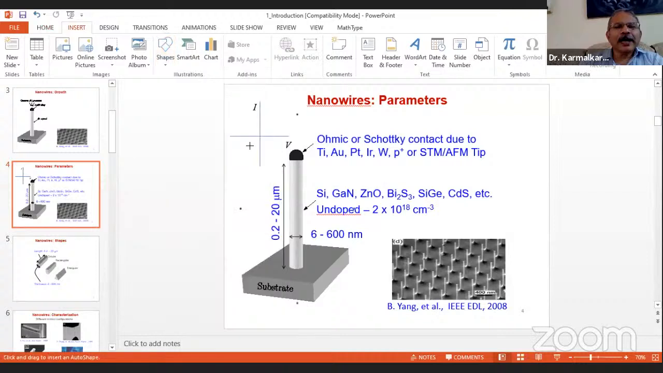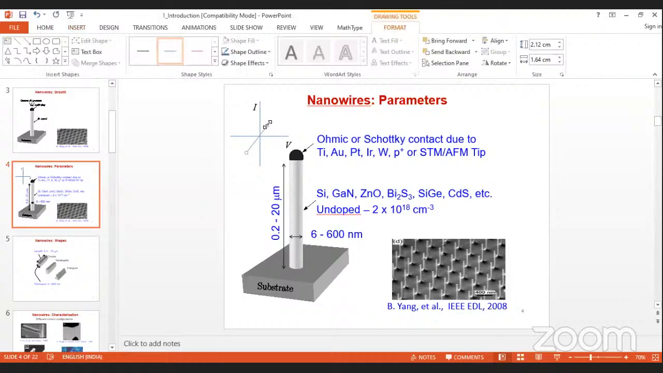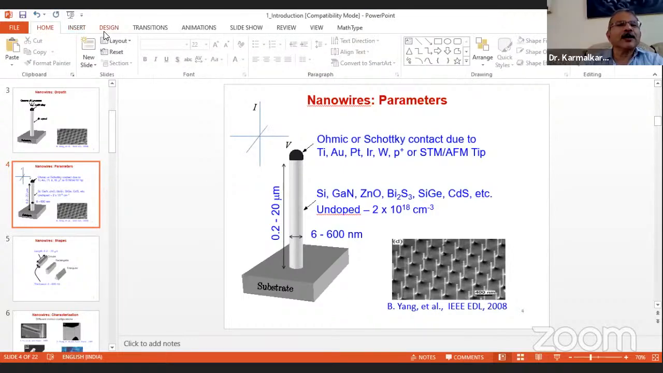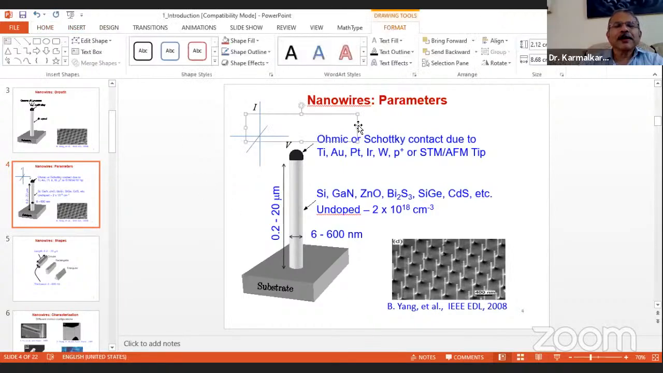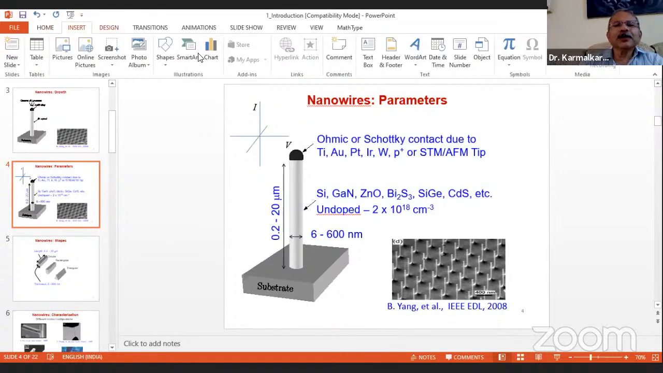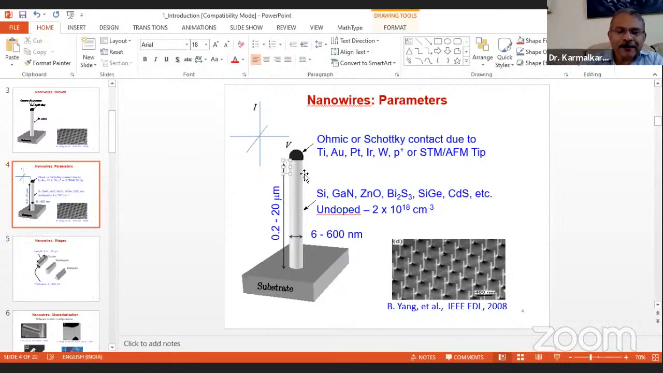Now, ohmic contact. What is the V? V is the voltage across the contact, meaning it is like this. Let me show that also. Supposing I apply a positive voltage to this dark part, which is a metal, and a negative voltage through the silicon substrate.